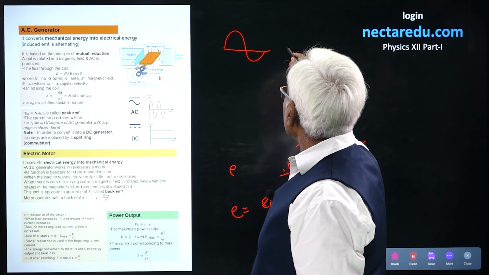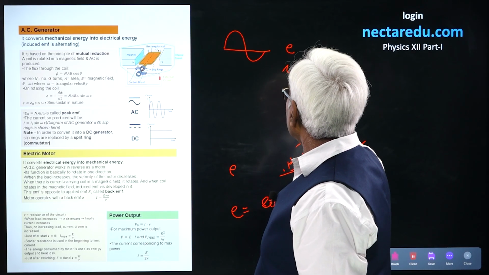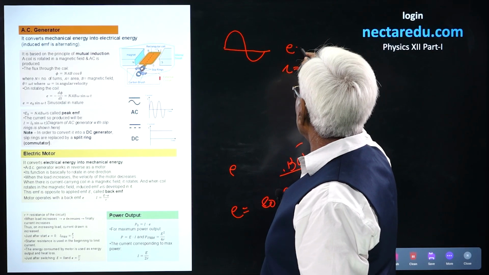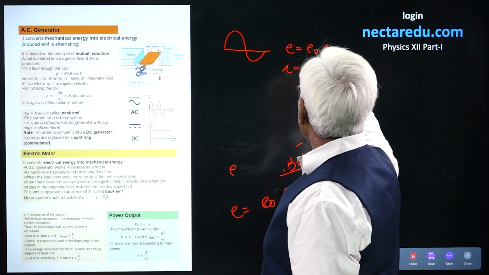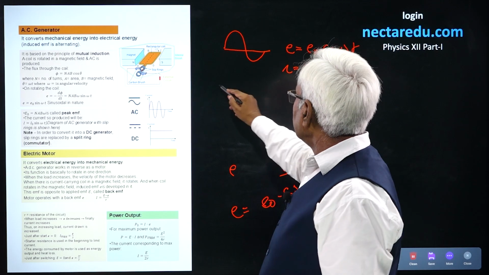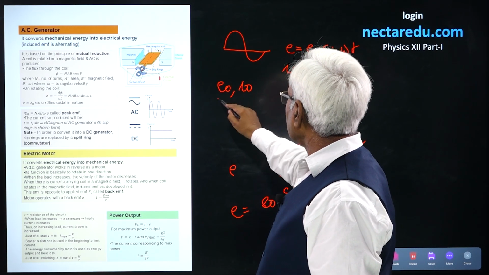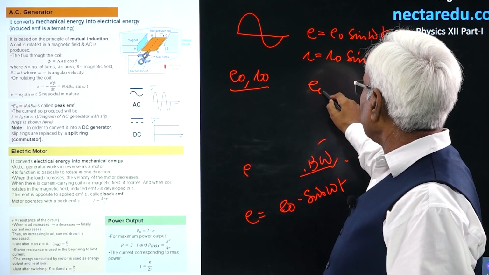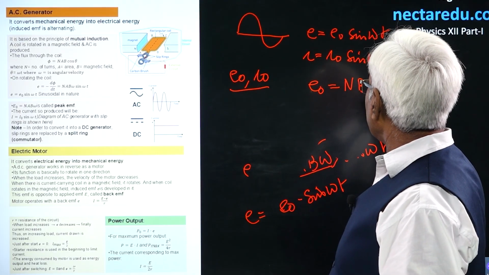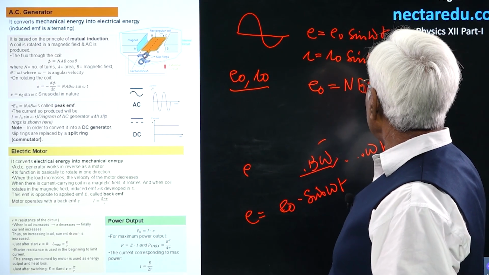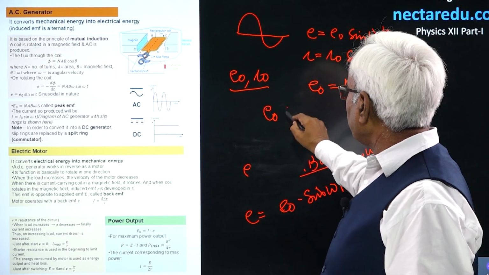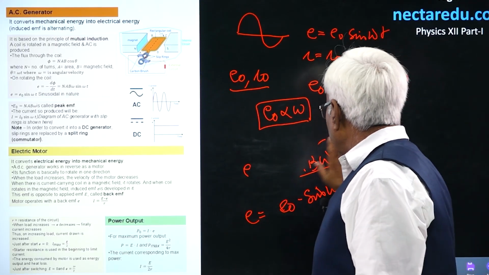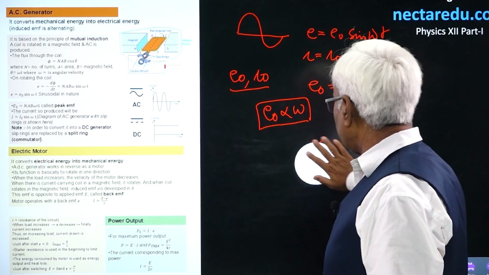This way, the current will also be given according to the same relation. Both will be sinusoidal, or you might say oscillatory in nature. E naught, I naught are the peak values. E naught is equal to NAB omega. E naught is proportional to omega. It's one important result: the induced EMF is proportional to the angular velocity.